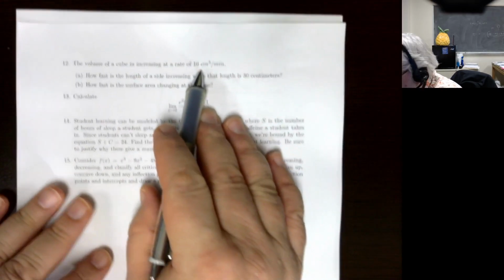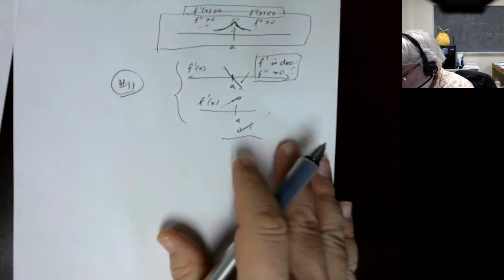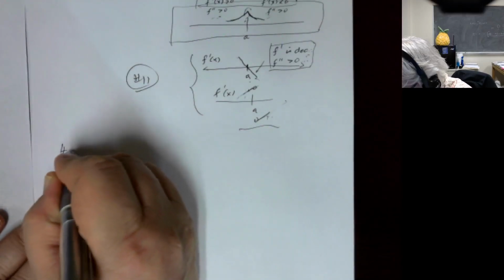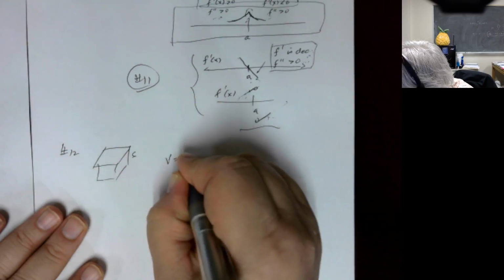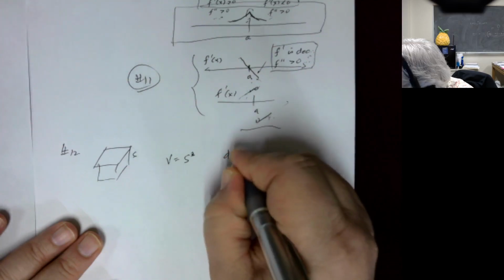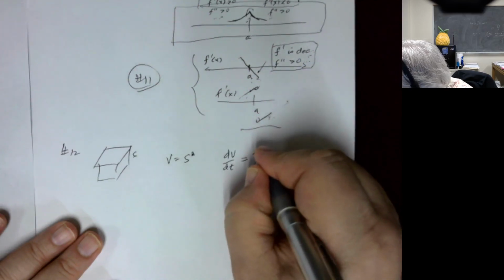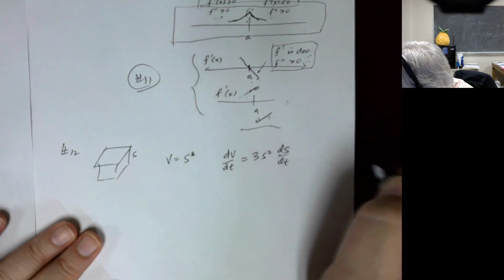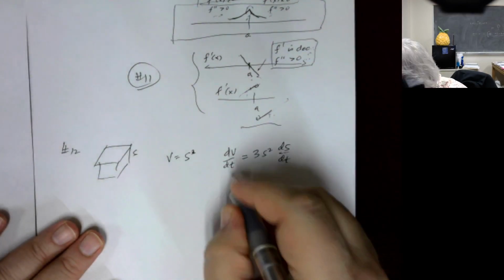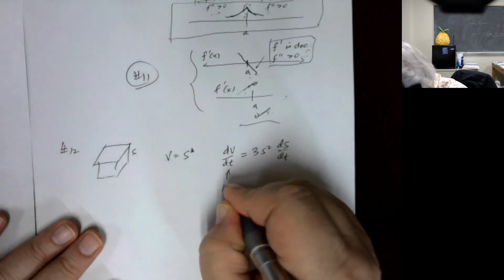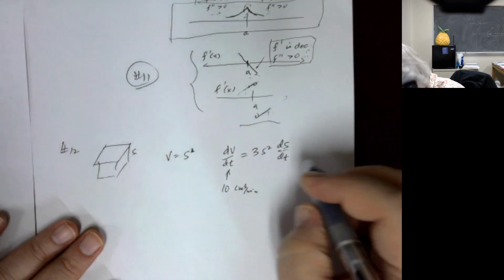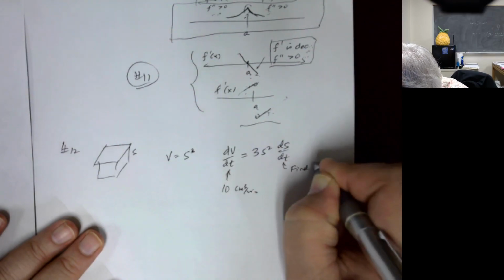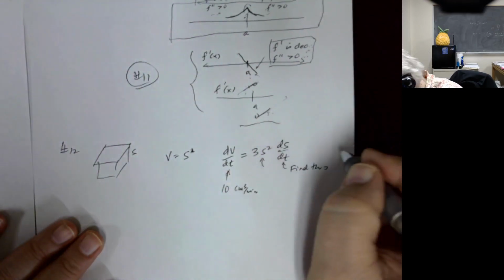Here we are. The volume of a cube is increasing at a rate of 10 cubic centimeters per minute. So therefore, we have a cube with length s, so volume is s cubed. And so therefore, dV over dt is going to be 3s squared ds over dt. And we're told that the rate of change of the volume is 10 cubic centimeters per minute. And we're asked to find ds over dt if our s is 30.